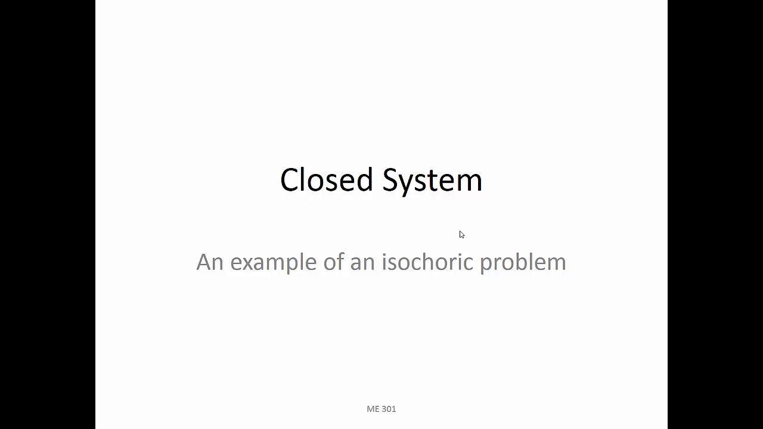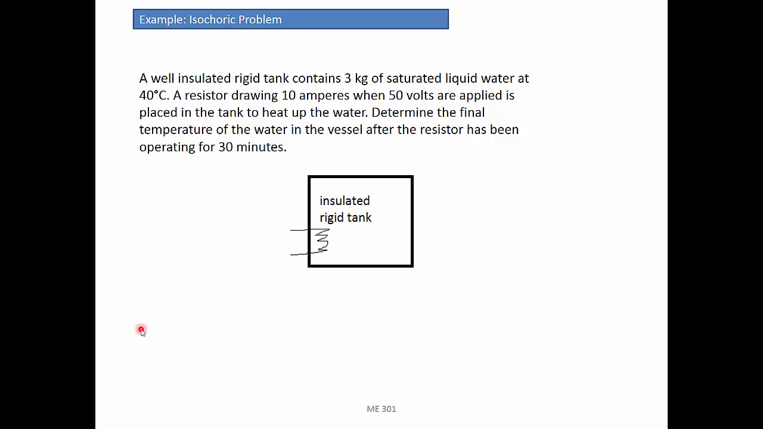Example solving an isochoric problem. A well-insulated rigid tank contains 3 kg of saturated liquid water at 40 degrees C. A resistor drawing 10 amps when 50 volts are applied is placed in the tank to heat up the water. Determine the final temperature of the water in the vessel after the resistor has been operating for 30 minutes.